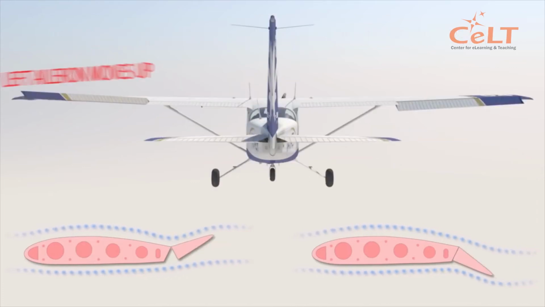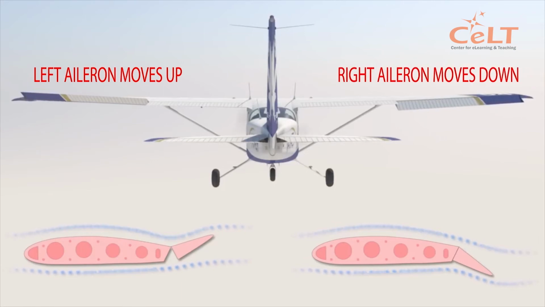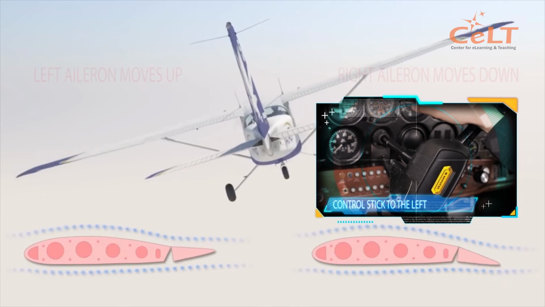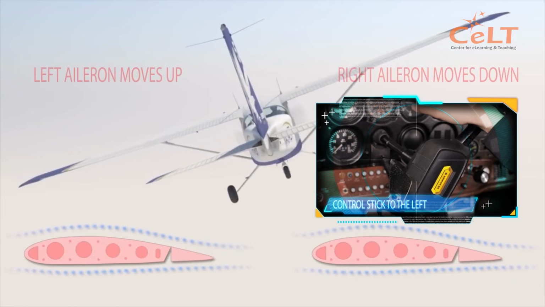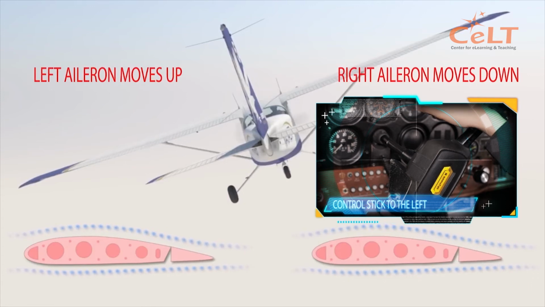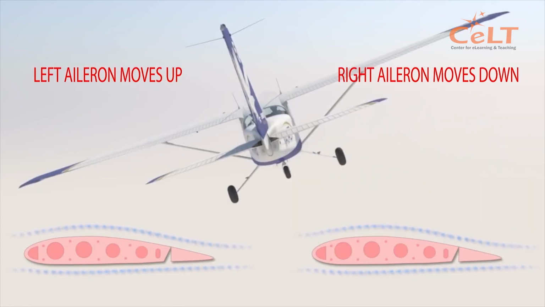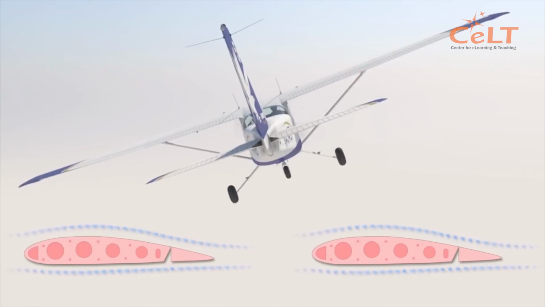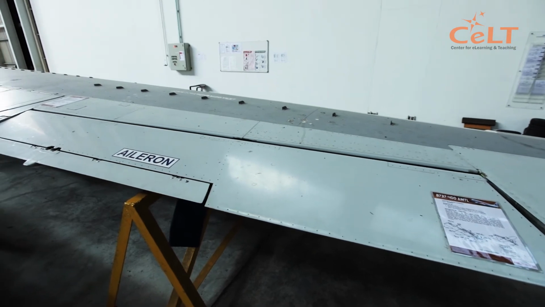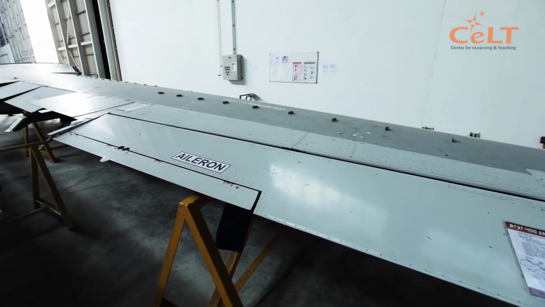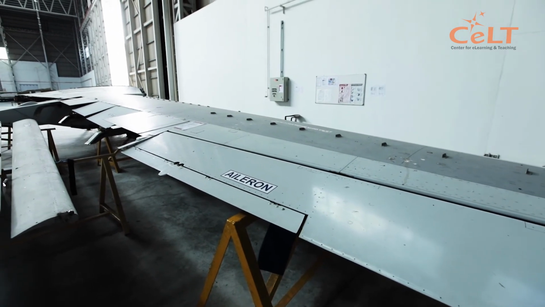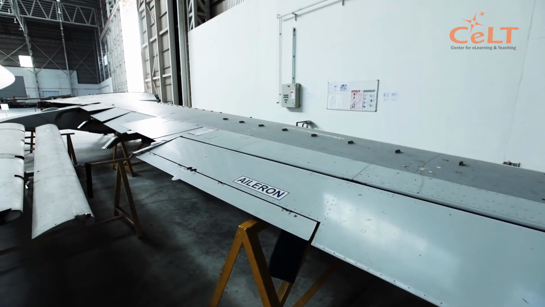When the pilot moves the control stick to the left, the left aileron moves up and the right aileron moves down. This causes more lift on the right wing and less lift on the left wing. The difference in forces causes the aircraft to roll to the left. Aileron deflections are necessary for smooth coordinated turns. The combination of roll and yaw causes the airplane to lean into turns.